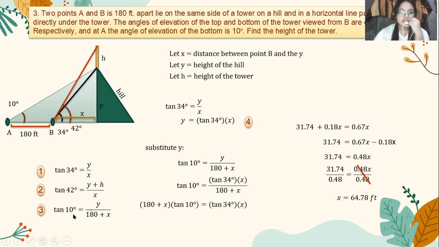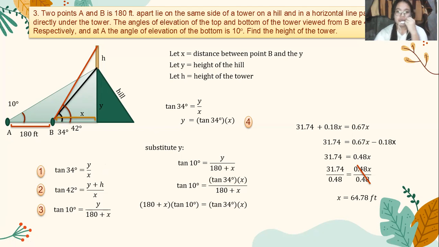Then tangent 10 degrees, from the bottom of the tower to point A, has the opposite, which is y, over 180 plus x, which is your adjacent. Since the distance between point A and B is given, you will just have to add the x. So let's find the initial value of our y.